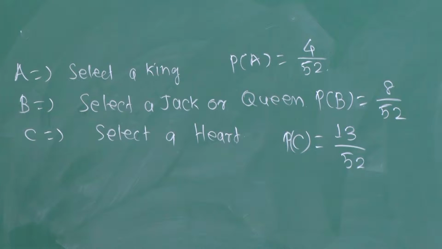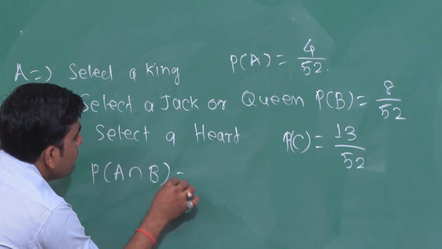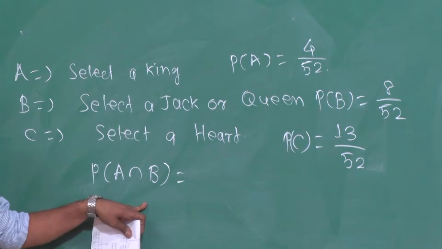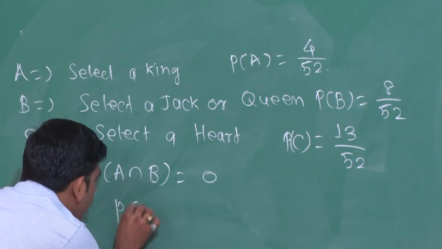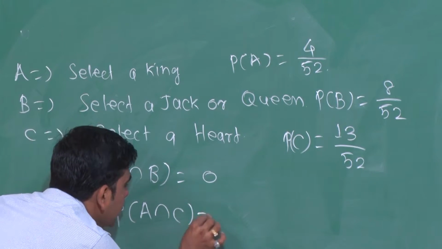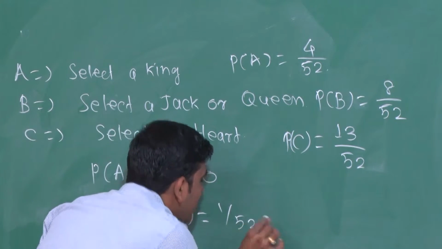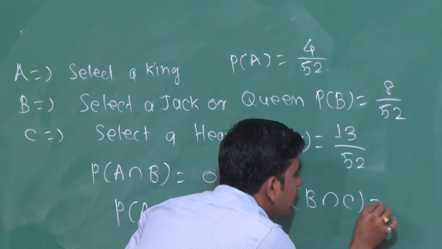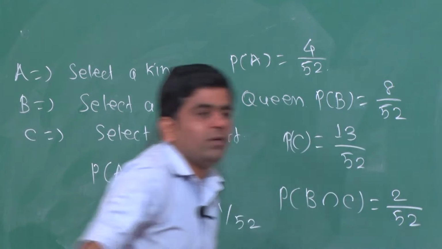Then find out the intersection between these events. Probability of A intersection with B, 0. Then probability of A intersection with C, 1 by 52. Probability of B intersection with C, that is 2 by 52.